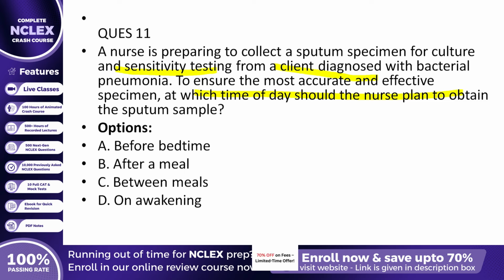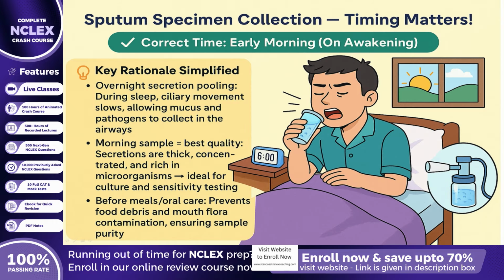Collecting a sputum specimen immediately after the client awakens in the morning provides the most accurate and diagnostically valuable sample. During sleep, respiratory secretions naturally accumulate within the airways because ciliary activity slows, allowing mucus and pathogens to pool. When the client wakes up, these secretions are thicker, more concentrated, and easier to expectorate before hydration, food intake, or oral hygiene can alter their composition. Morning collection also reduces contamination from food debris and oral bacteria, ensuring the sample truly represents the lower respiratory tract.